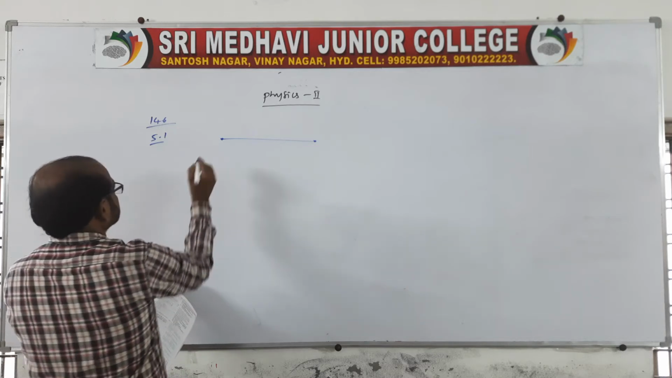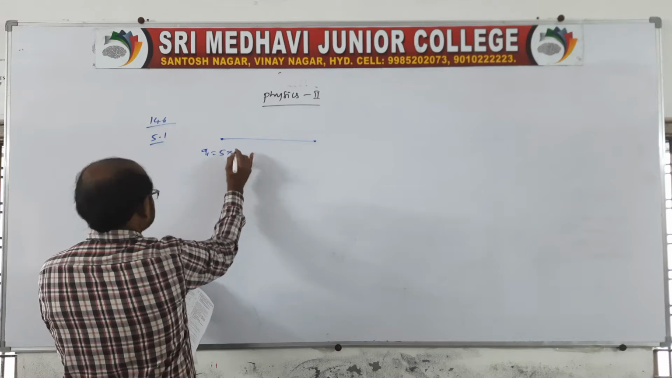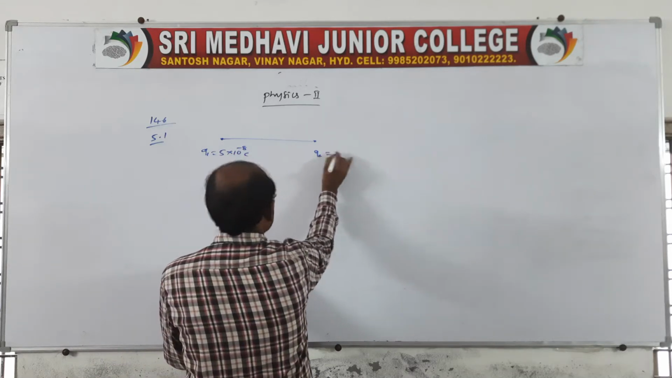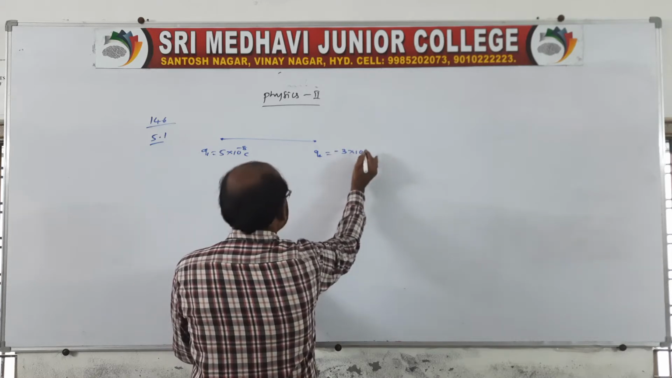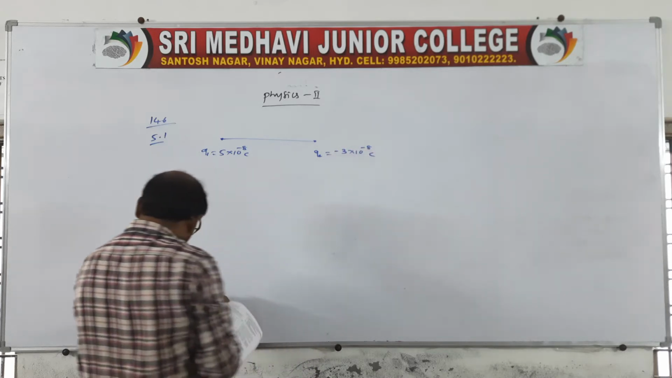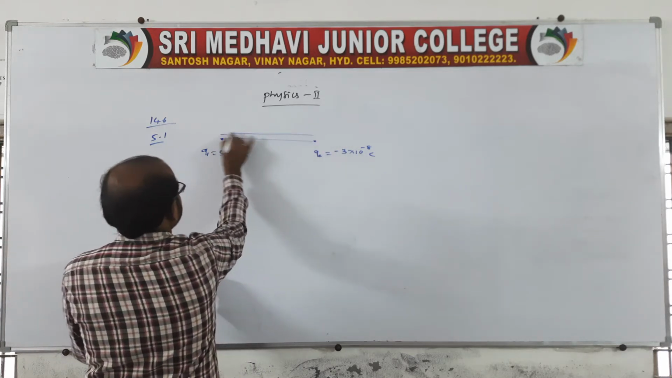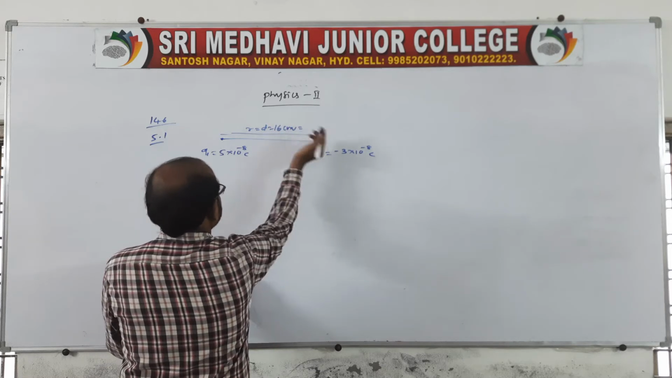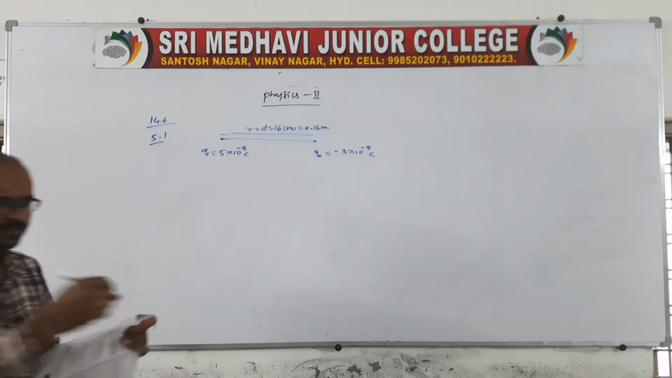Q1 is equal to 5 into 10 power minus 8 coulombs, and Q2 is equal to minus 3 into 10 power minus 8 coulombs. The distance between these two is given as D is equal to 16 centimeter, so you convert into meter, 0.16 meter. Now we'll do the first one.